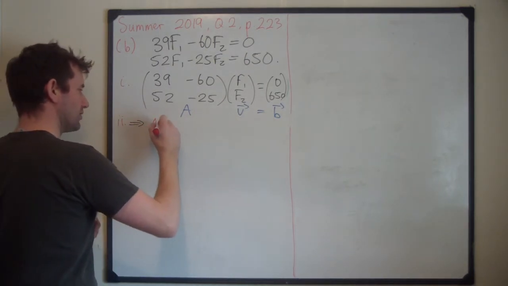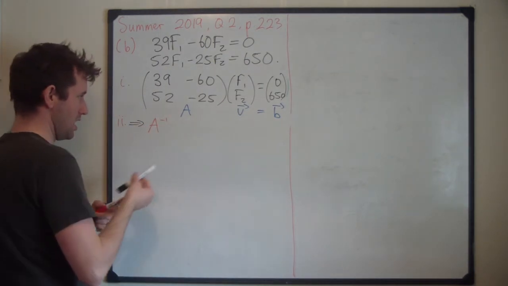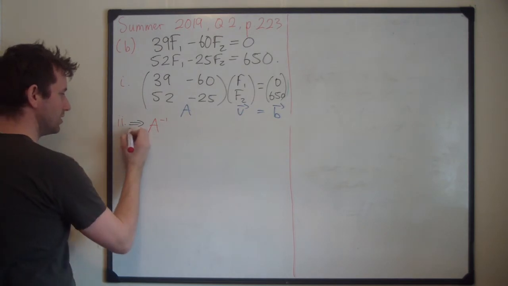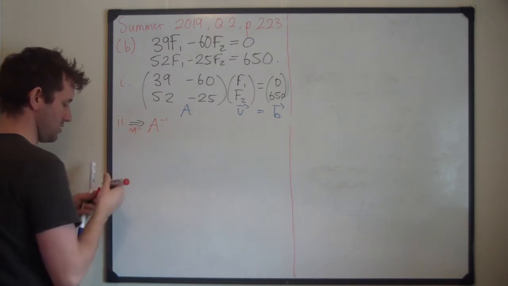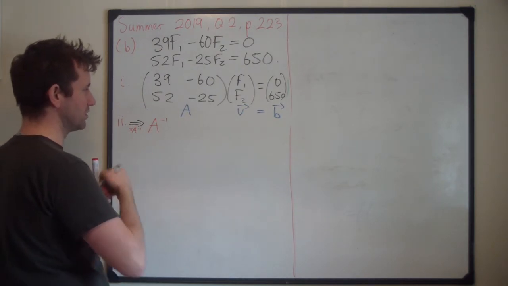So you get A inverse. So if I was to write down what we're doing here, we're multiplying by A inverse on the left. You could write something to signify that.